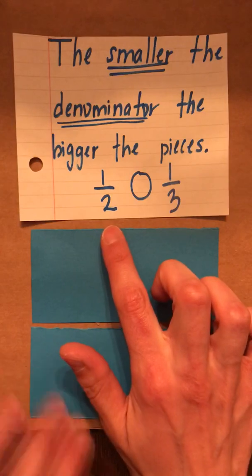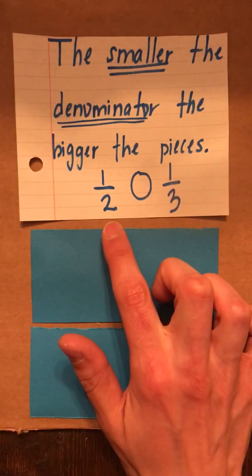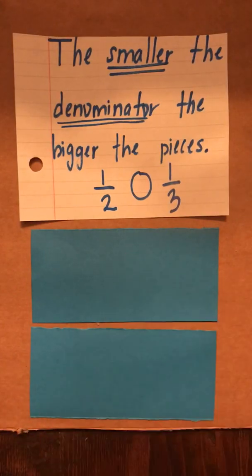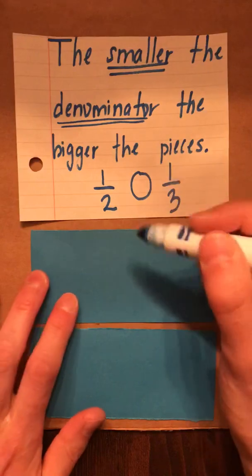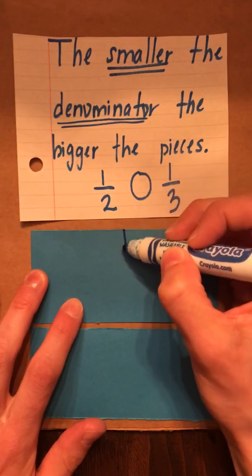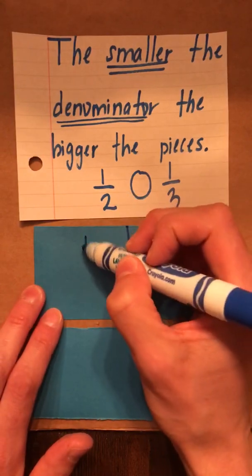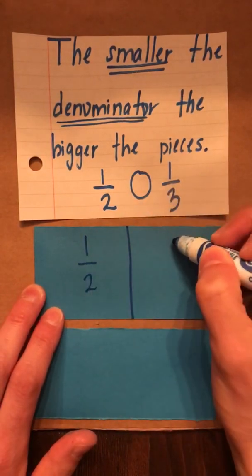Okay? If I look at the fraction 1/2, the denominator 2 tells me to split this one whole piece of paper into two equal parts. So I'm going to go ahead and do that as best I can with my marker. So of course I would label each piece with my unit fraction 1/2.